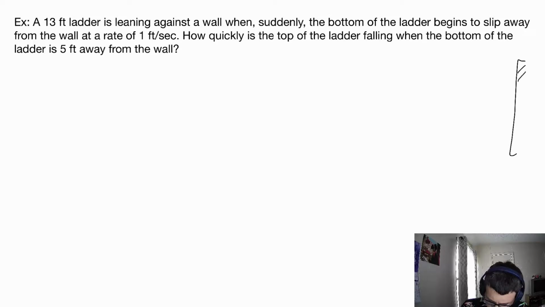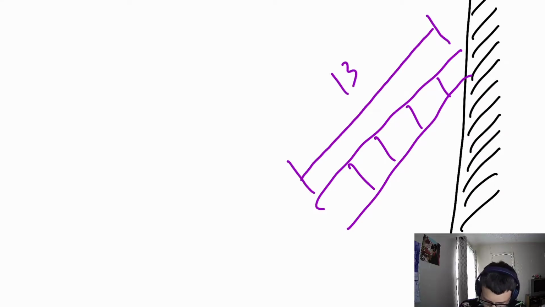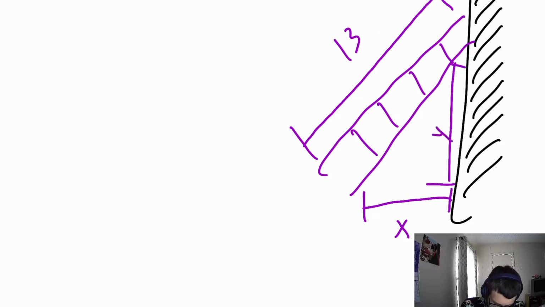Let's say we have a wall here, and then resting against that wall we have our ladder. Our ladder is 13 feet, and this distance here we can call x, and then this distance here, the vertical distance, I didn't draw that very well, the vertical distance here we can call y.